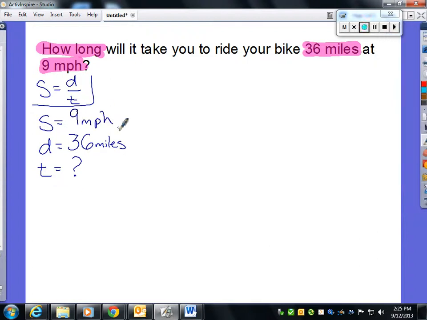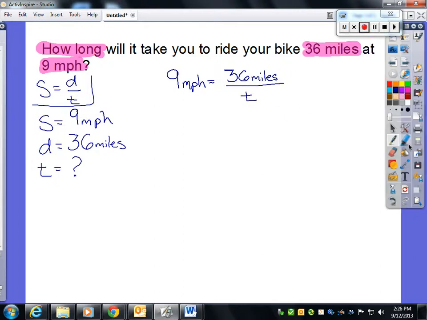By now we should know that at this point we're going to go ahead and substitute. We have 2 of the 3, so we can find the third. So we look at this. We have 9 miles per hour is equal to 36 miles over t. The goal here is to, I'm going to change colors as we go through each step to make it easier for you to see our changes, as we try to isolate the unknown variable. Here we're trying to isolate t.